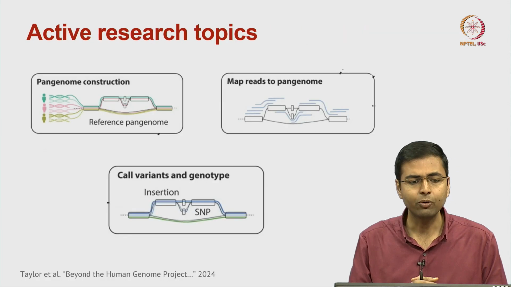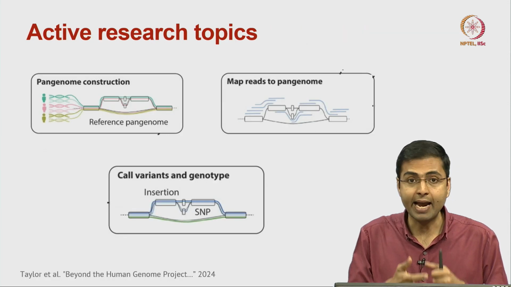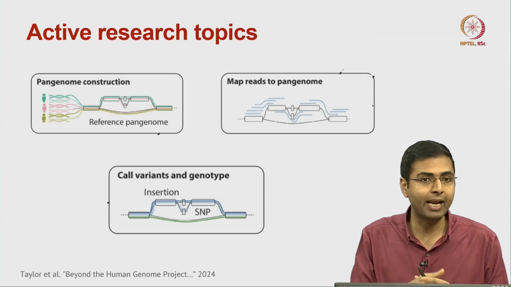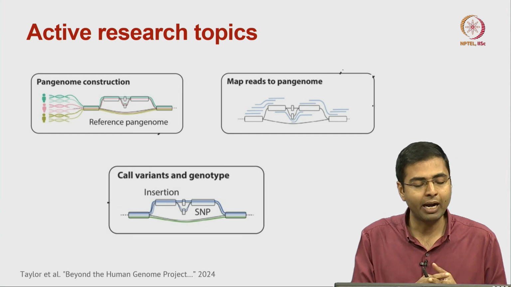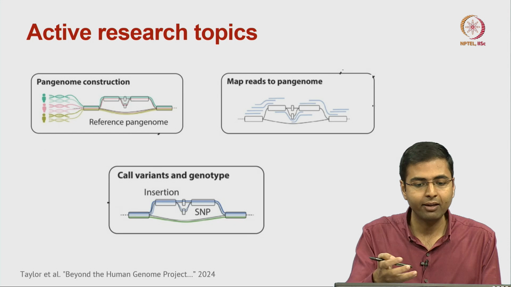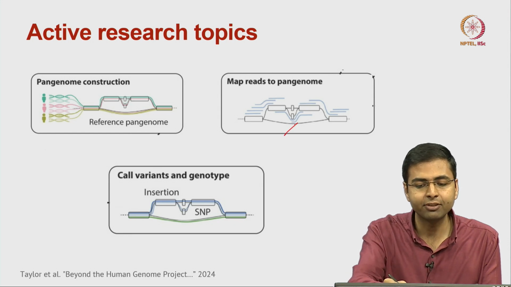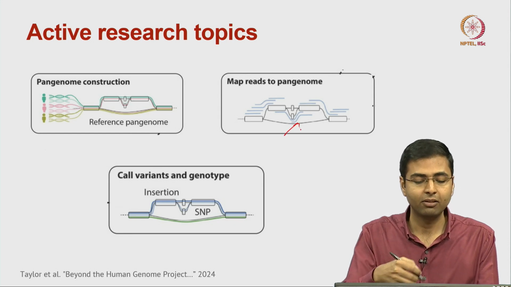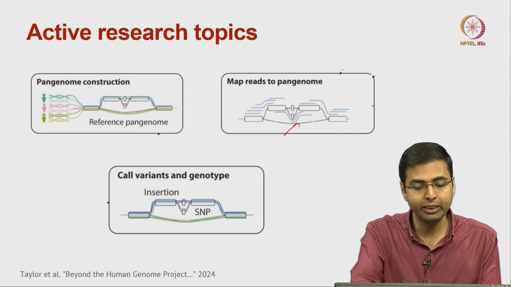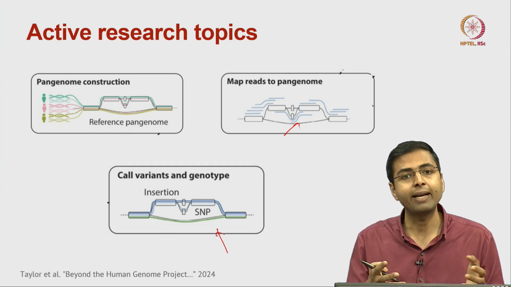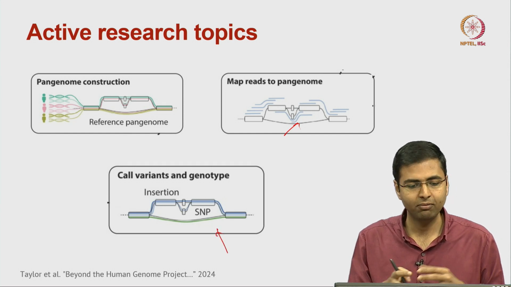As it turns out, this is also a very recent and active research topic. Problems like constructing pangenome graphs for human genomes, mapping reads accurately to these pangenome graphs, as well as calling variants using these pangenome graphs, all of these are active research topics with publications appearing frequently in the literature.